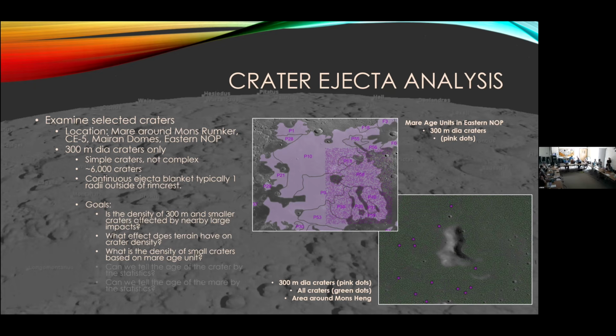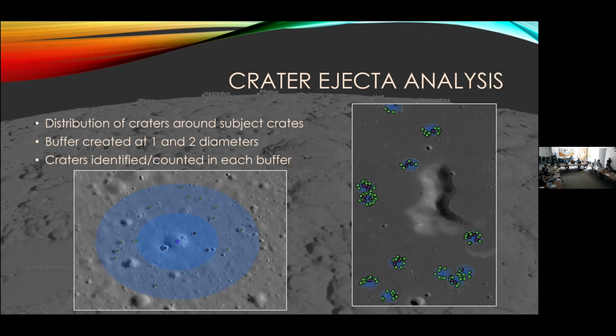If we map all the craters in the lower right, we see around Malm's Hing all the craters down to 70 meters, and then the purple dots represent 300-meter craters. So let's take it even another step further. What's the density of 150-meter craters around 300-meter craters? So we've got two zones around this example crater here, at 1 crater diameter and 2 crater diameters.